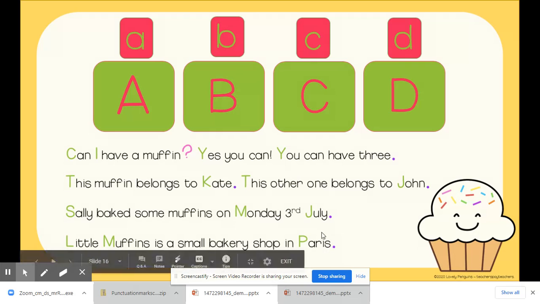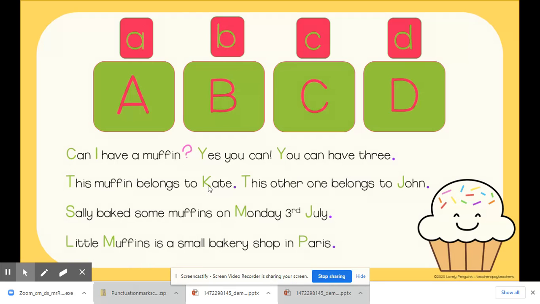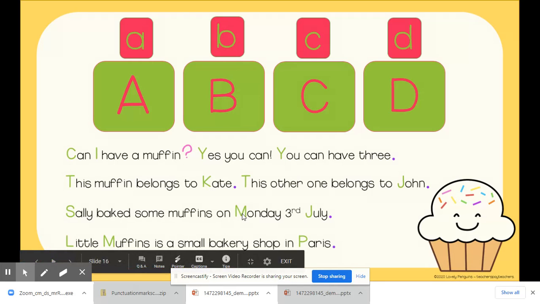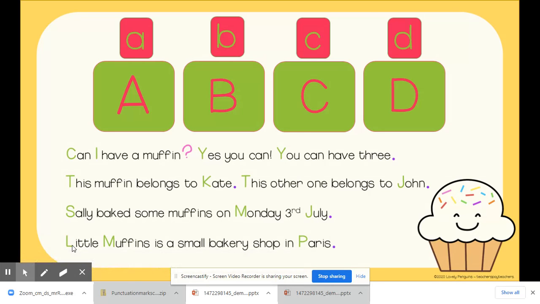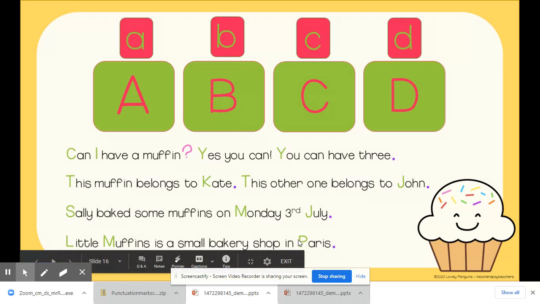So looking at our capital letters, we see not only the capital letters in the beginning of sentences, but also in the name Kate, in the name of the day Monday, in the name of the month July, in the name of the bakery shop, Little Muffins, and also the name of a city called Paris.